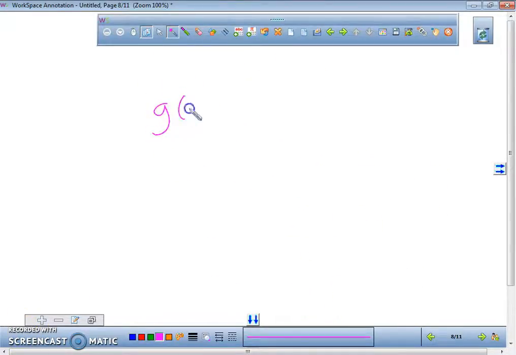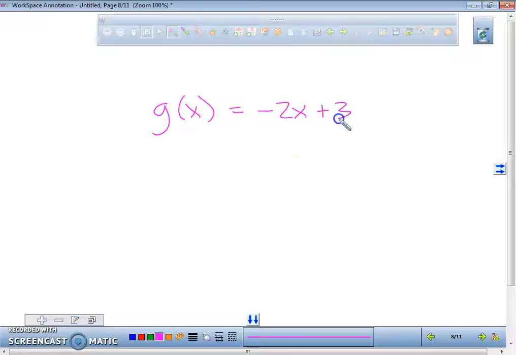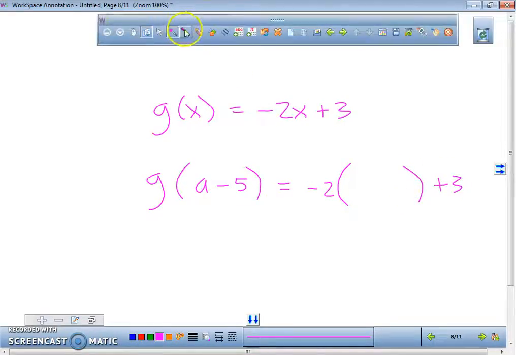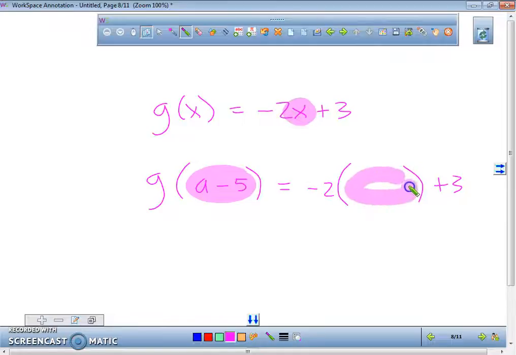Now, g of x was equal to what? Negative 2x plus 3, correct? So here's what I want you to see if you can come up with. Ready? I'm going to say g of a minus 5. I want you to take whatever is inside the parentheses and plug it in for x and see what you come up with. When you come up with something, right now if you're watching this video, pause it, see if you get it right. And go. So listen up.